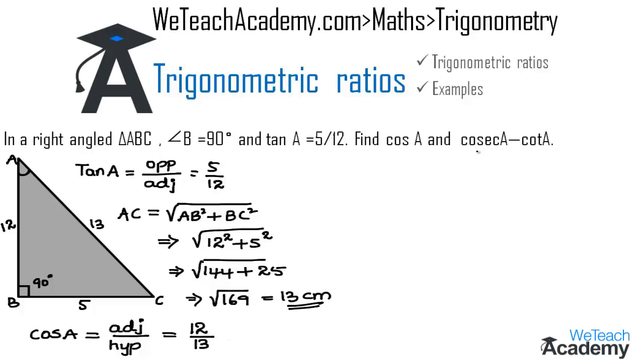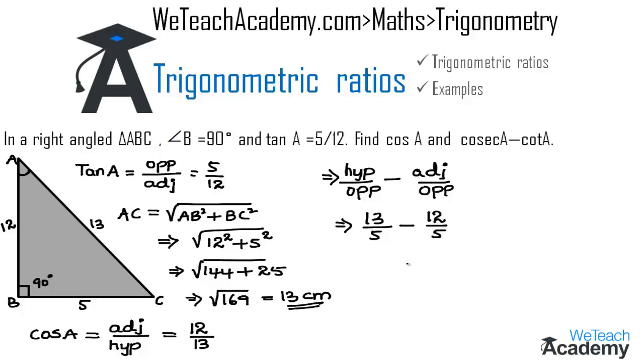Now let us proceed and find the value of cosecant A minus cot A. First let us write the definitions of both the ratios. The definition for cosecant A is hypotenuse side by opposite side, minus the definition of cot A, which is adjacent side by opposite side. Now let us write the values for all the sides. The hypotenuse side, which is AC, is 13. So we write 13 divided by the opposite side, which is BC, that is 5, minus the adjacent side, which is AB, that is 12, divided by the opposite side 5.